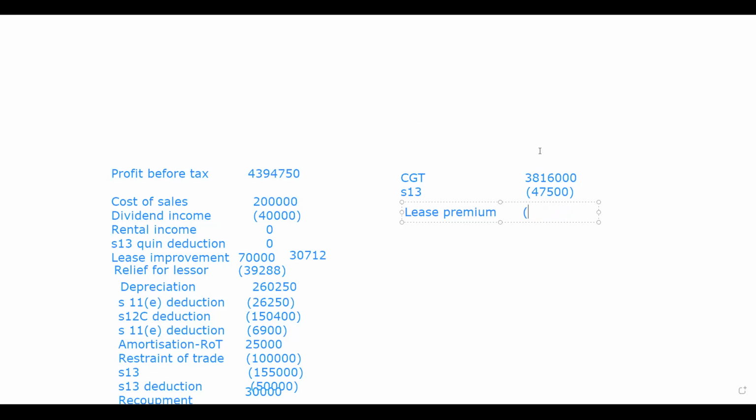Then it's going to be 150,000 multiplied by 9 over, let's see, October, yeah, 9 over 12, and that gives us 112,500.